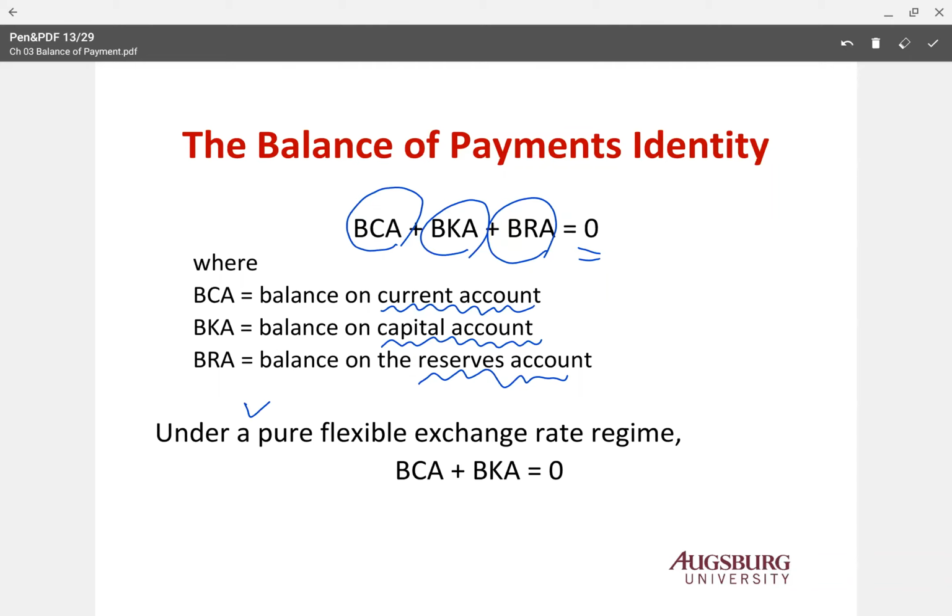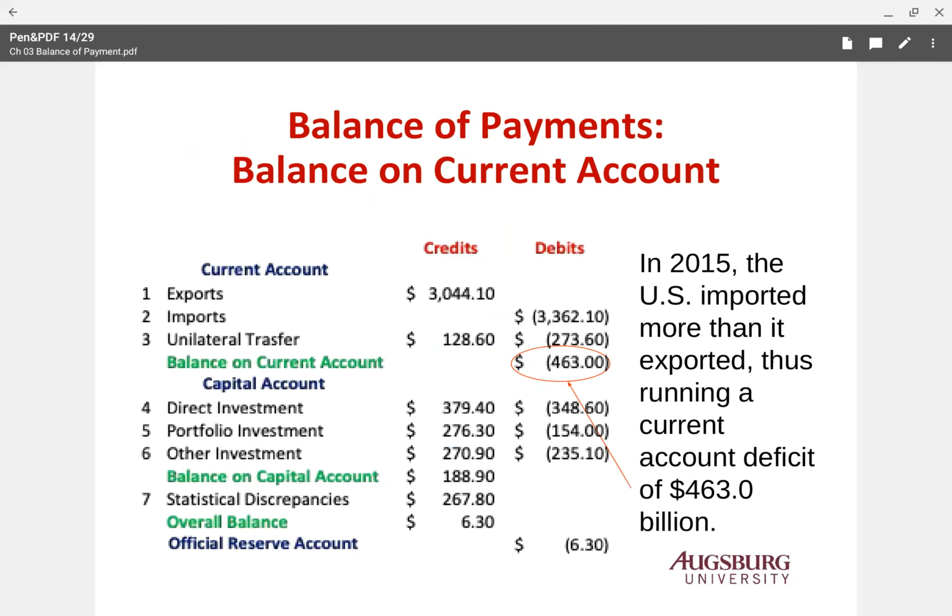If we have a purely flexible exchange rate regime, so we don't have any IMF reserves, gold, things like that, then BCA, which is the current account balance, plus BKA, which is the balance on capital account, should be 0. We are not under a really pure flexible exchange rate regime, so we have reserve accounts too. So let's have an example here.